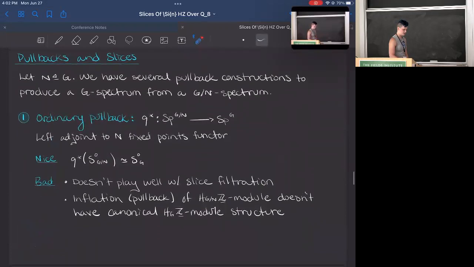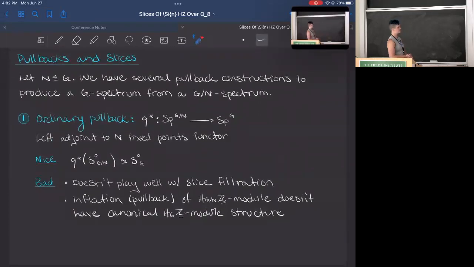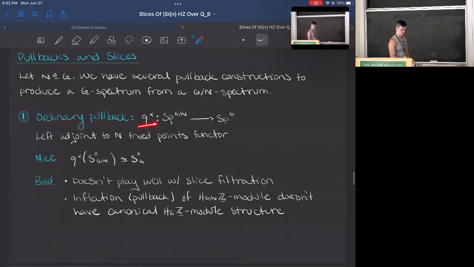So now we're ready to talk about pullbacks and slices. We're going to start with N, a normal subgroup of G. And we have various pullback or inflation constructions. When I say pullback and inflation, those are synonymous. So we have various pullback constructions to produce a G spectrum from a G mod N spectrum. First up is the ordinary pullback, Q star, which is left adjoint to the N fixed points functor.